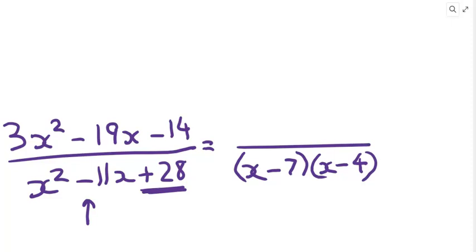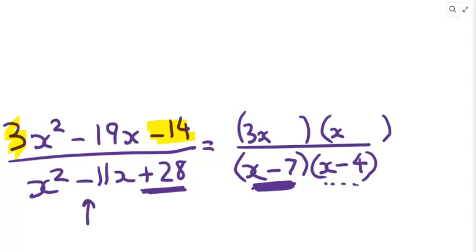Now I quite like that because when I look at my numerator, I can see that I've got a minus 14 here, and I've got a 3x here. So let's just give it a go, and if we have to stop and do grouping, we will. But we'll try it like this first. So 3x here and x here. Now, I've got an x minus 7 factor here. If I want something to cancel out in here, it's not going to be the x minus 4. It's going to be the x minus 7. So we'll try putting x minus 7 there.